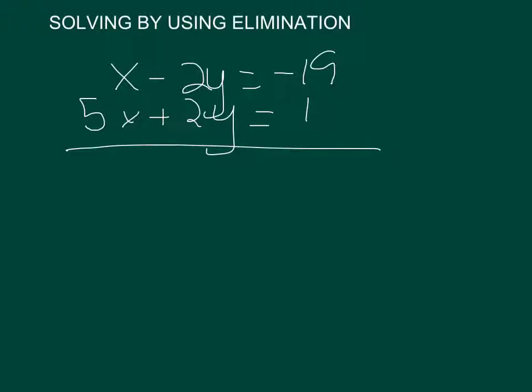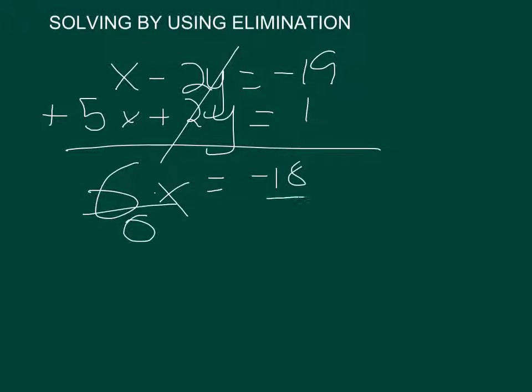I want to add up my two equations, and when I do that you'll see that my y's cancel and I end up with 6x equals negative 18. I solve for my x variable, divide by 6, and x equals negative 3. Once I have the value for my x, I can go ahead and plug it in for my y. So let's make a little bit of room here.